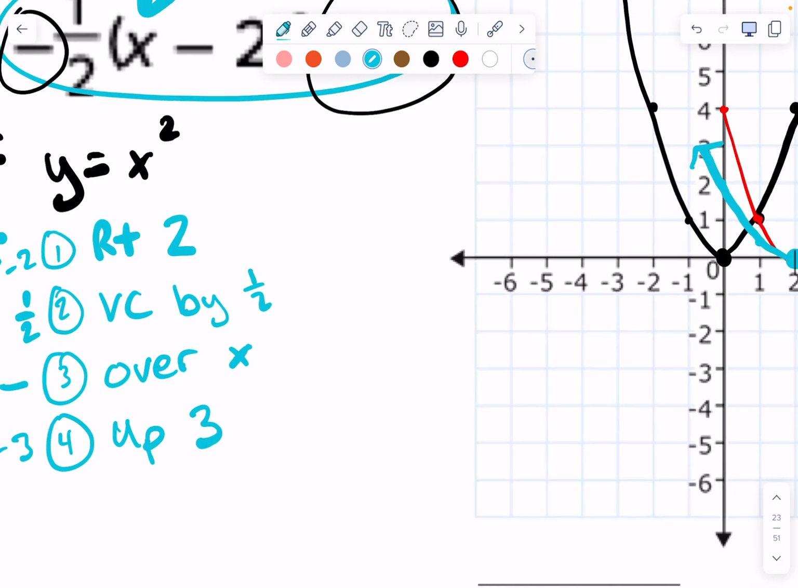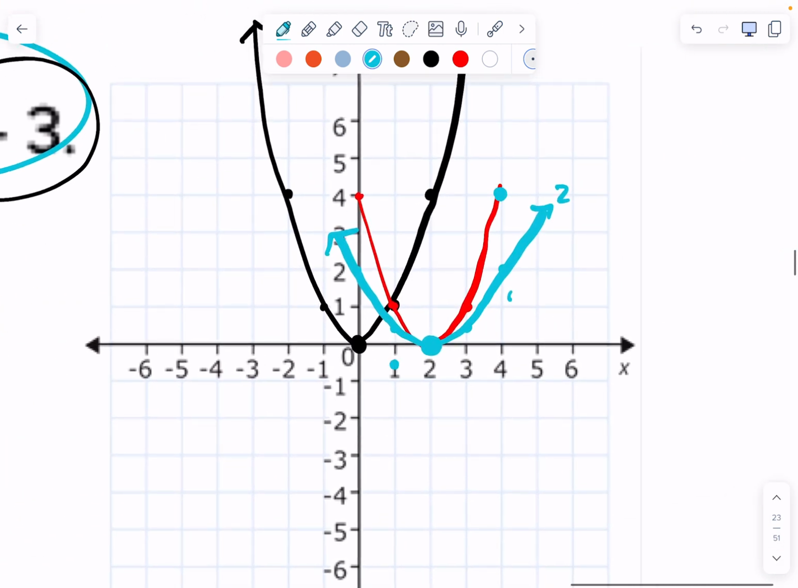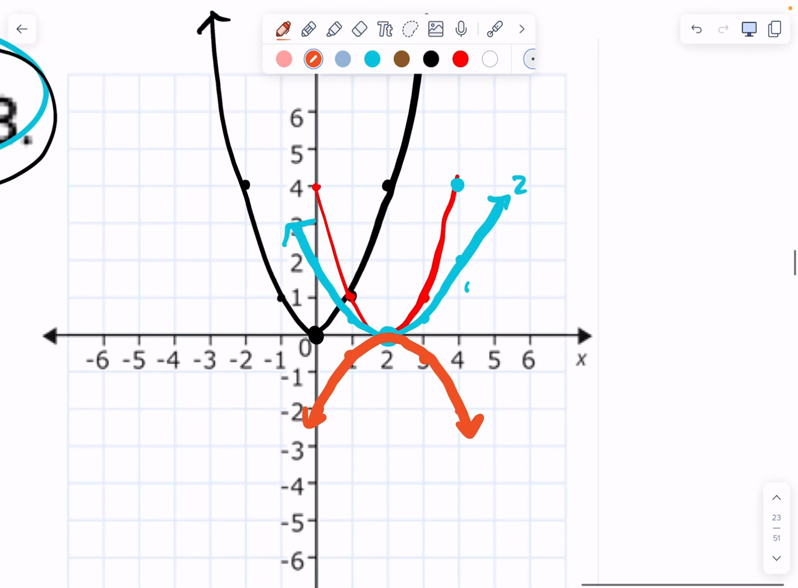Now, the last 2 things, we have to flip him over the x-axis. So I'm going to flip him down. Down and down. So now he looks like this after I flip him down. Okay? And then I'm going to move him up 3. Oh, Lordy. I'm running out of colors. We'll go back to black. Up 3 units. So there. This is my final guy.